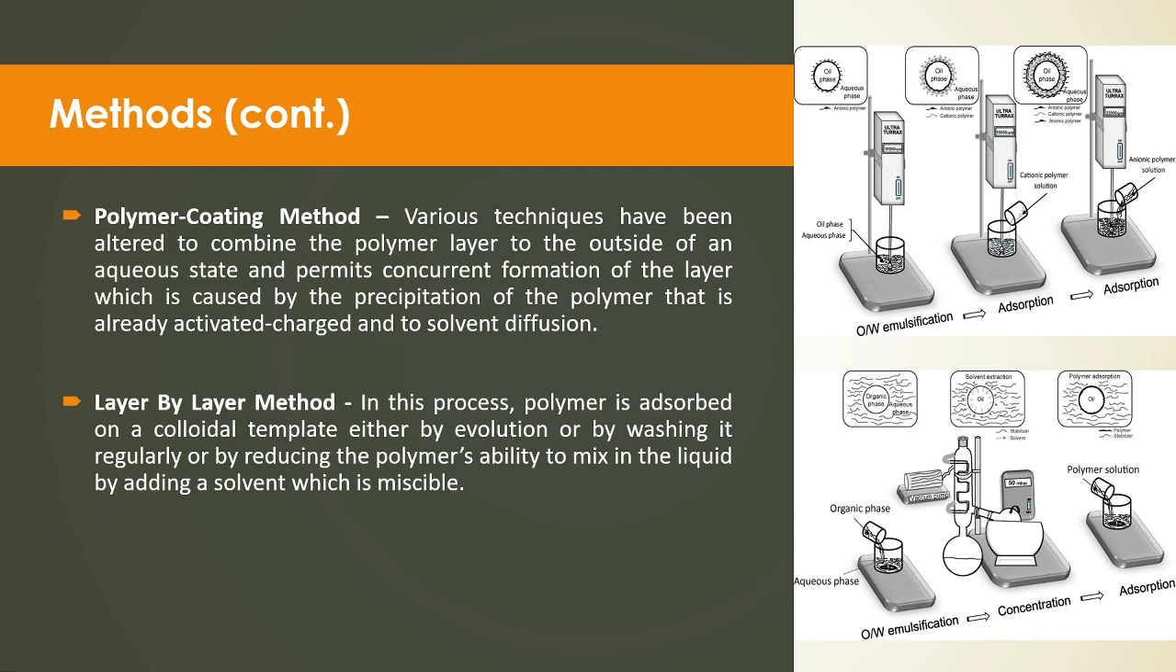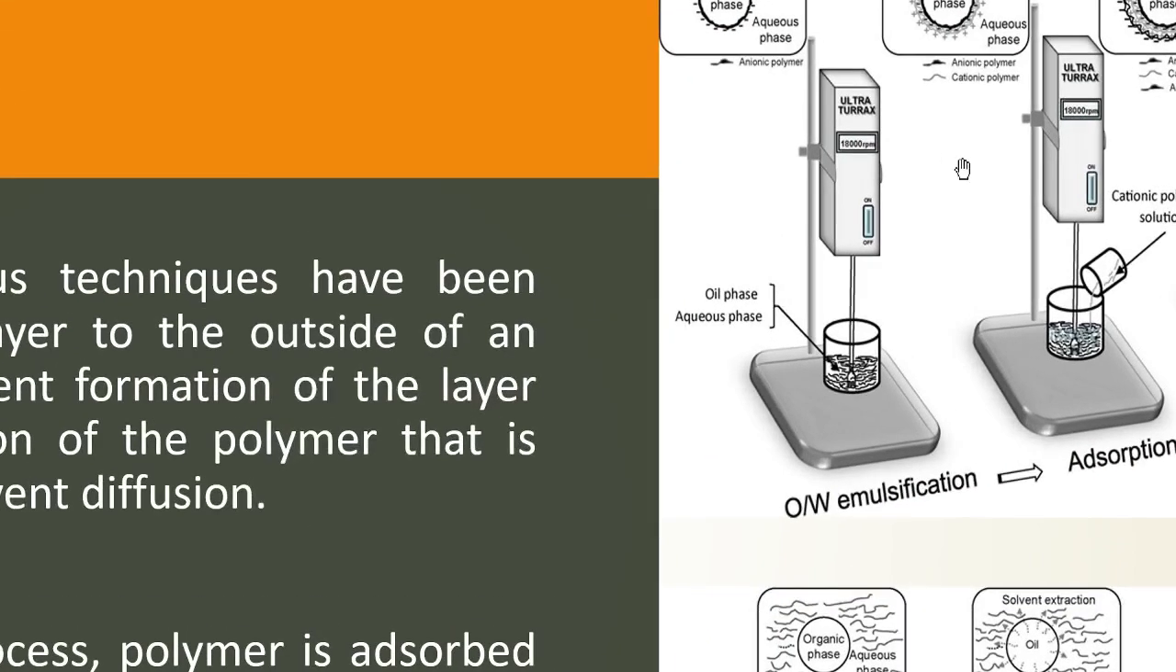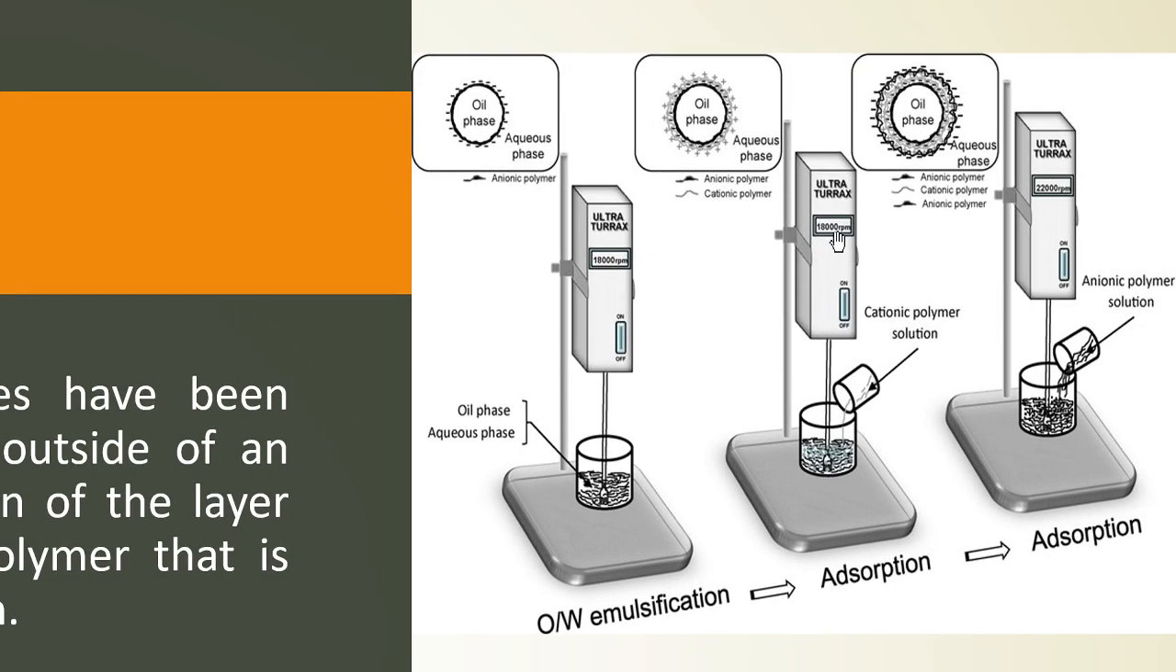Various techniques have been altered to combine the polymer layers on the outside of an aqueous state and permit concurrent formation of layers, which is caused by the precipitation of polymer that is already activated, charged to solvent diffusion. So here you can see it in the figure. There are various phases, and in the first part we can see oil and water emulsification, and then the second stage is the absorption stage, and it moves on.